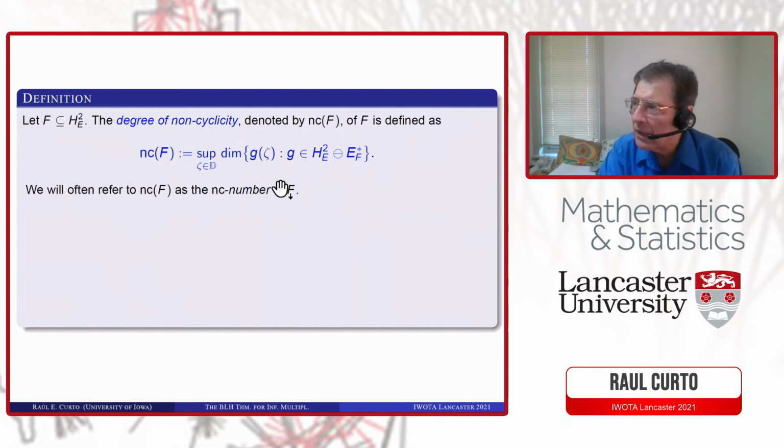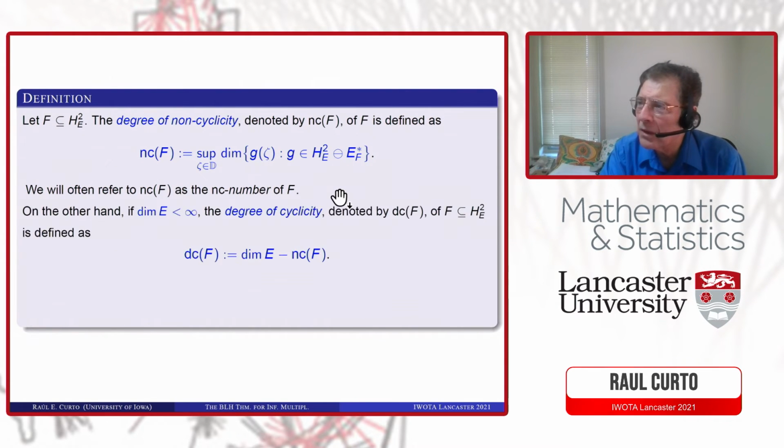It's sort of natural: you look at G's in H2E minus EF star. So I look at the orthogonal complement of this set in H2E. I look at the dimension of the space of G evaluated at theta, and then I look at the supremum of those dimensions when theta runs over the open unit disk. That is NCF. It could be infinite. We will often refer to this as the NC number of F.